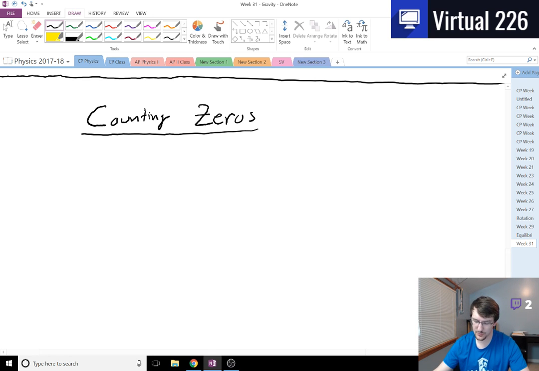Okay, something I'd like to do right here within the gravity unit is what I like to call counting zeros. It's often used whenever you're doing a back of the envelope calculation, just a rough estimate of what you should be getting, to give you an idea if your number is right or wrong. So let's make up some kind of crazy numbers here and see if we're going to be close.